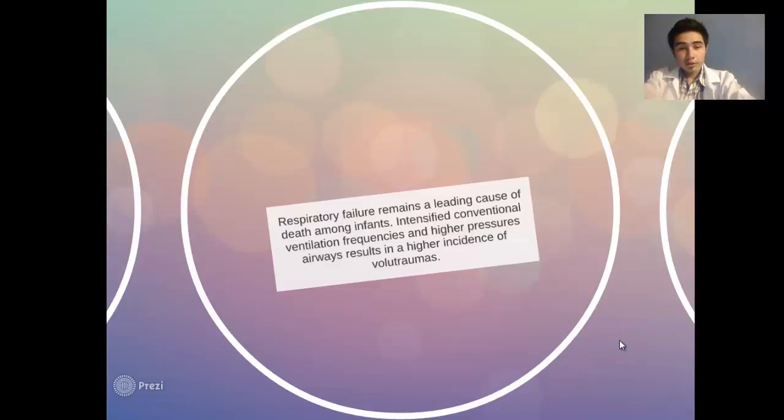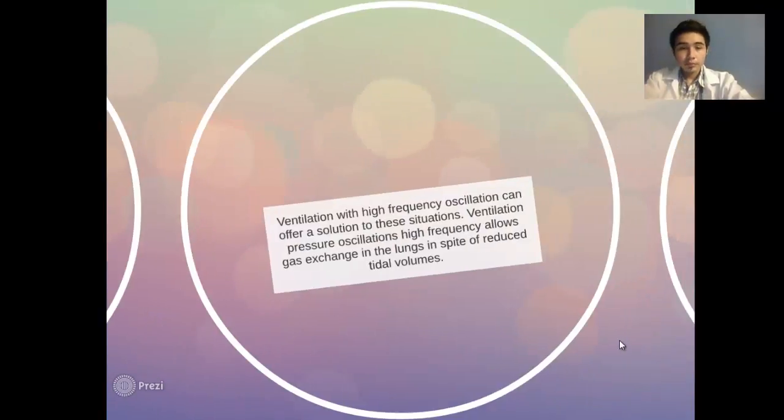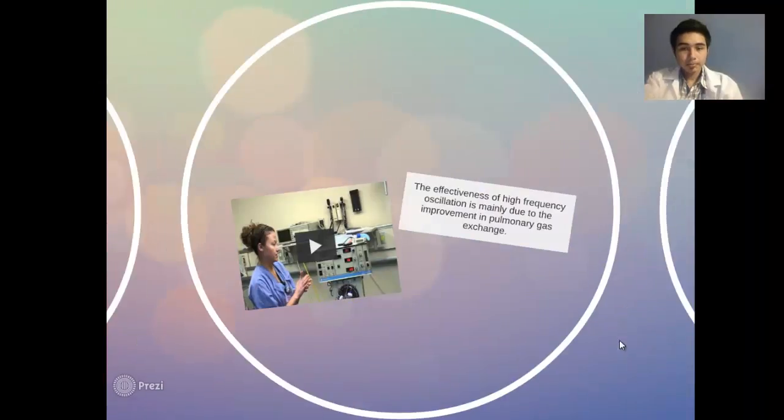Intensified conventional ventilation, with higher frequency and higher airway pressures, results in a higher incidence of barotrauma. Ventilation with high-frequency oscillations can offer a solution to these situations. High-frequency pressure oscillation allows gas exchange in the lungs in spite of reduced tidal volumes. The effectiveness of high-frequency oscillation is mainly due to the improvement in pulmonary gas exchange.